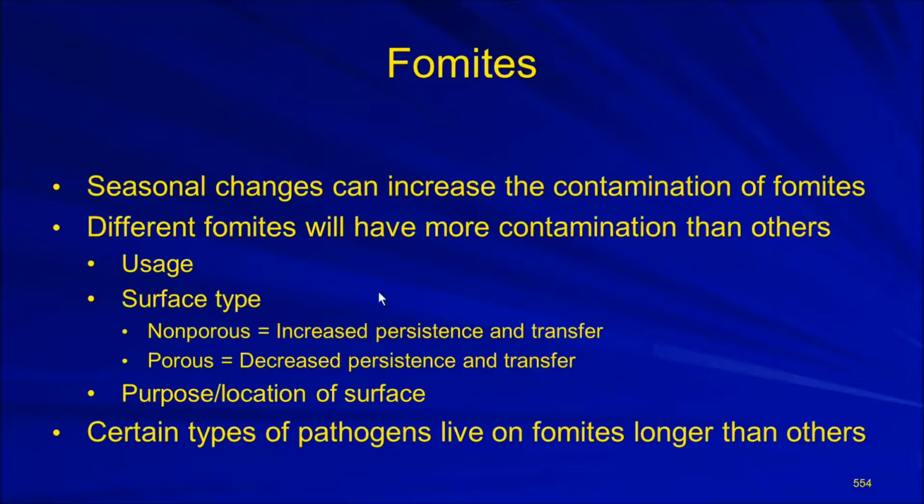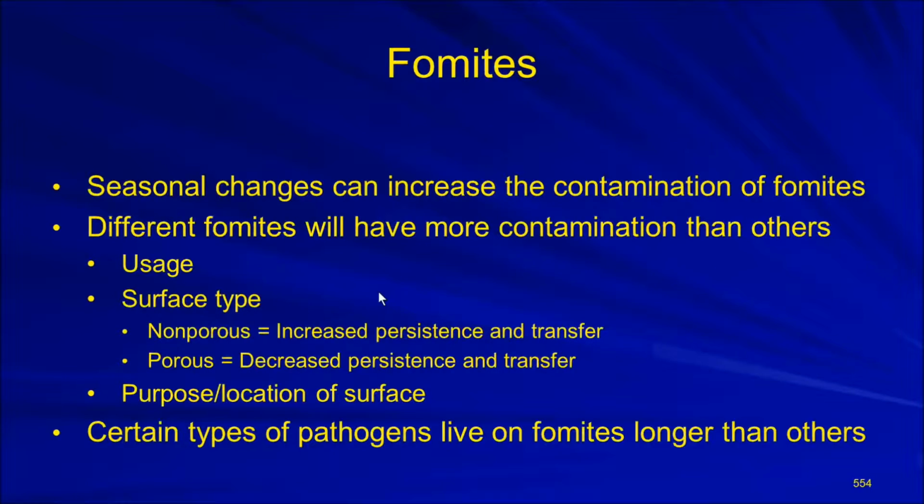Then we have another surface type, which is porous. It'd be something like a cloth or a dish towel, like clothing, articles of clothing. And with these objects you have decreased persistence. They don't live quite as long, although there are some exceptions, and they don't transfer to your hands when you touch them nearly as readily.